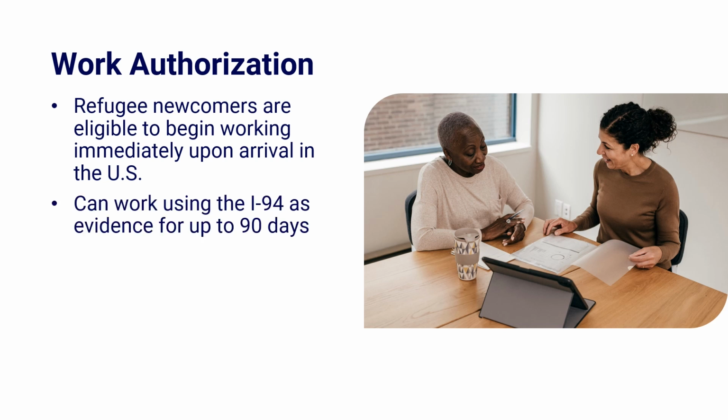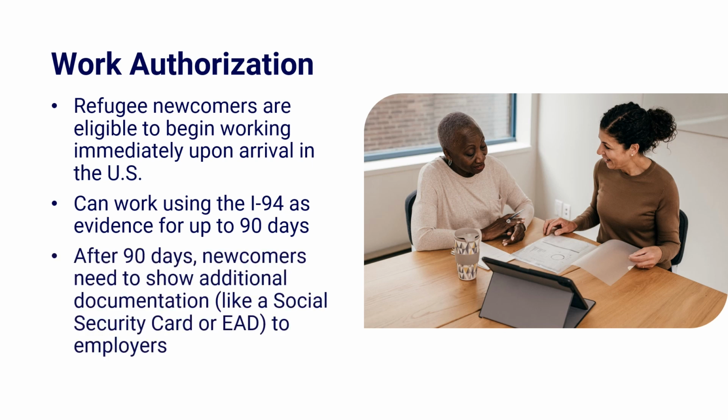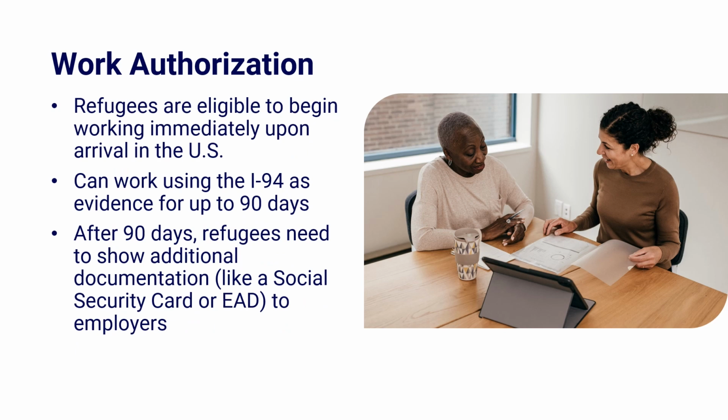Instead of showing these documents to a potential employer, refugee newcomers can provide their I-94 parole document as proof of employment for 90 days. If an application requires a Social Security number, the applicant can write in 000-00-0000. After 90 days, the newcomer will need to provide either a Social Security card or an employment authorization document to the employer.